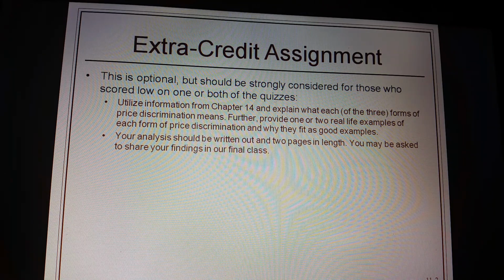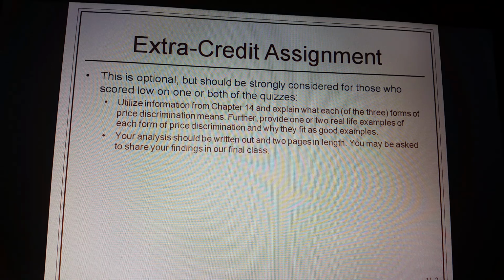Then on top of that, you're asked to provide one or two real-life examples of each form of price discrimination and explain why they fit as good examples. This analysis should be written out and be 2 pages in length, and you may be asked to share your findings in our final class.